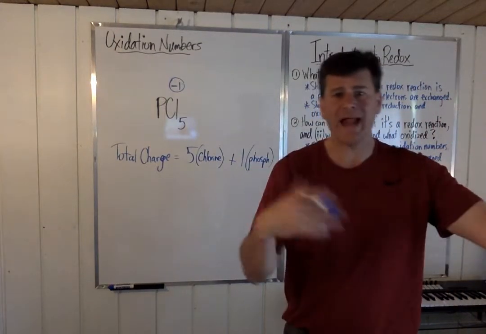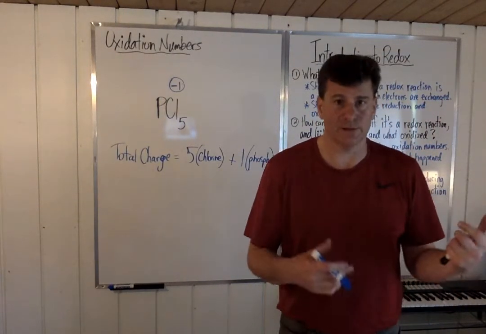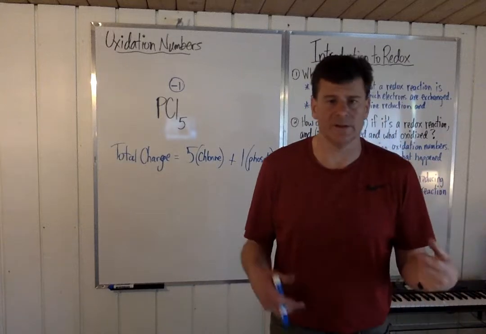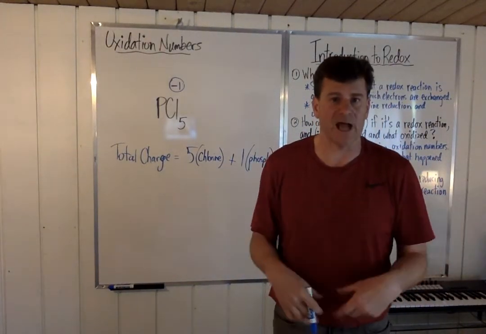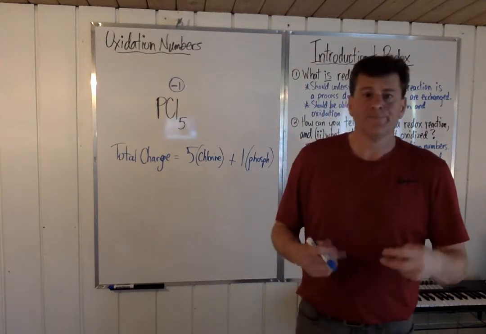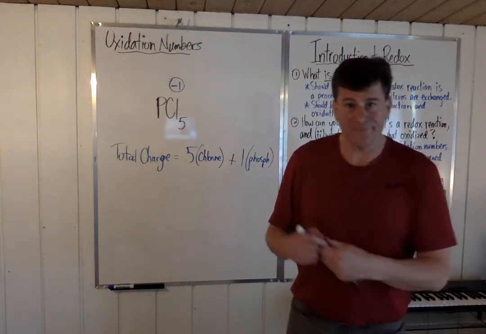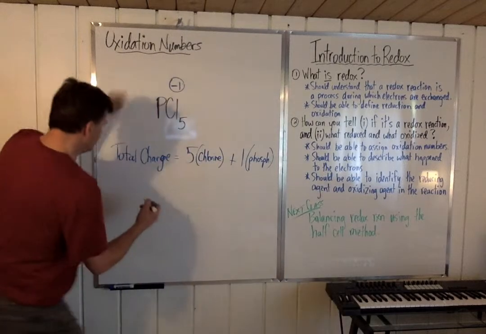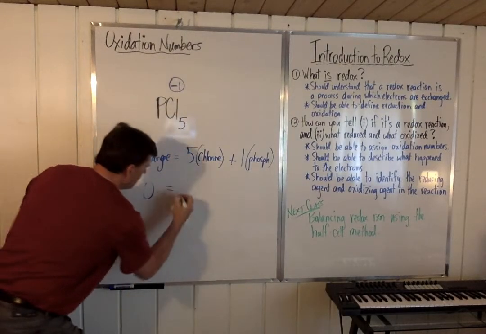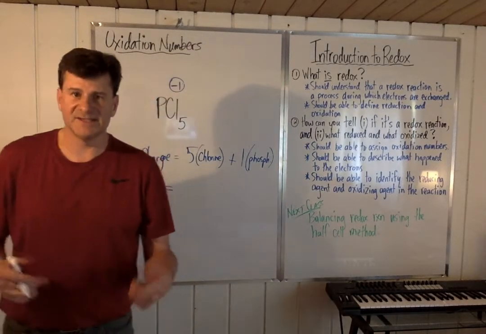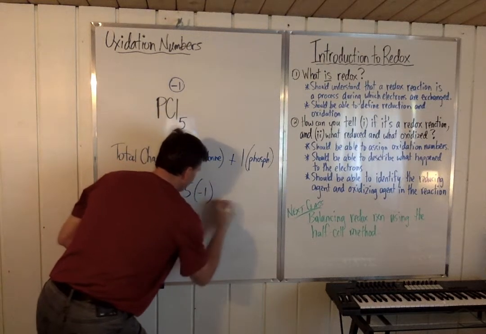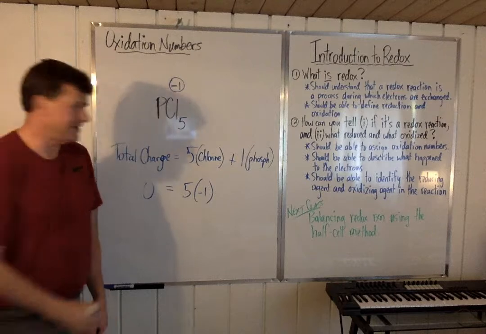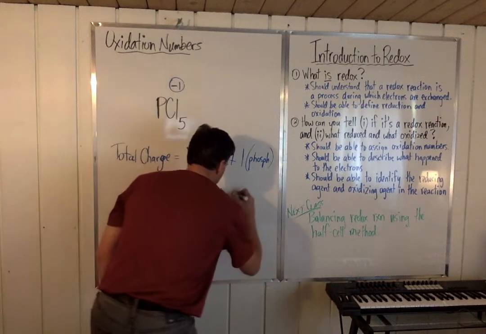So mathematically, you can come up with a little equation if you like this. I don't. I do it all in my head and it saves time. I don't have to write it all down. But it's nice to think of it this way. So you've got the total charge is 0 because the molecule of PCl5 is 0. And then the chlorines are -1, which is going to be -5. And then plus 1 phosphorus.